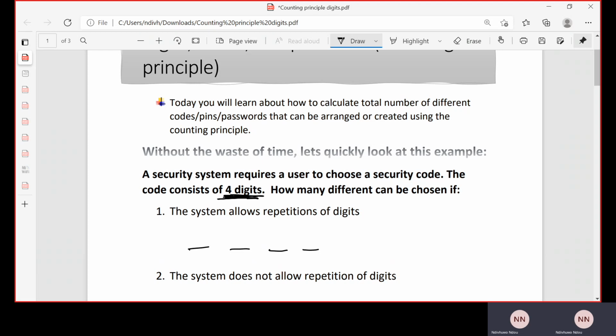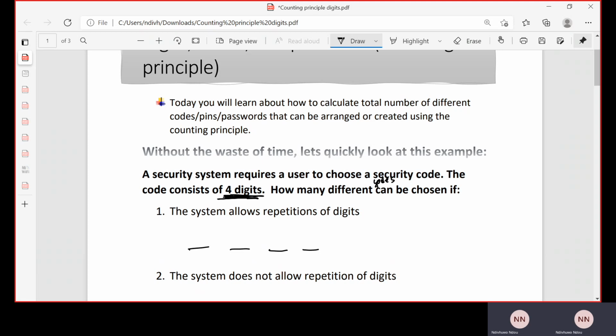So how many different codes can be chosen if the system allows a repetition of digits? Now, they tell you that the security system requires a user to choose a security code, and that code consists of 4 digits. We have already indicated 4 spaces there. But how many different codes can be chosen if the system allows a repetition of those digits?